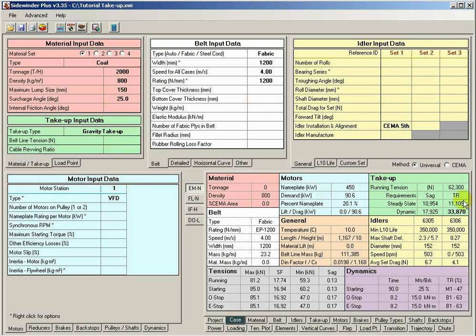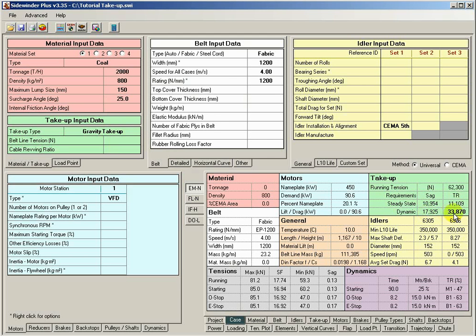So when we look at our empty case, we can see that Sidewinder is showing us what the take-up requirement is for each of these conditions. In other words, under steady state running, to meet our sag requirement, the take-up tension needs to be at least 10.9 kilonewtons. Under empty conditions, when we're running, to prevent the belt from slipping on the drives, we need a take-up tension of 11.1. Now under dynamic conditions, starting, stopping, so on and so forth, the sag requirement is we require a take-up tension of 17.9.